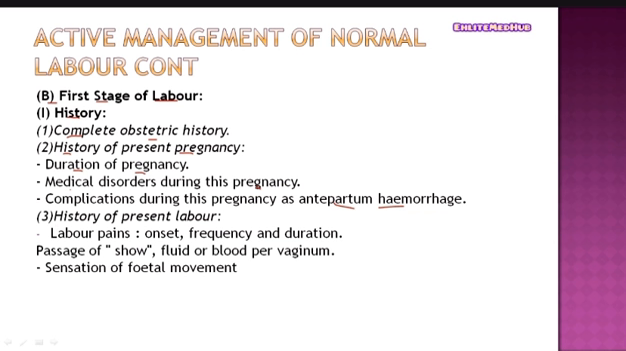You take history of present labor. Ask about the labor pain, that's the onset, frequency, and duration. The passage of show, that's fluid or blood per vaginum. You ask of sensation of fetal movement.